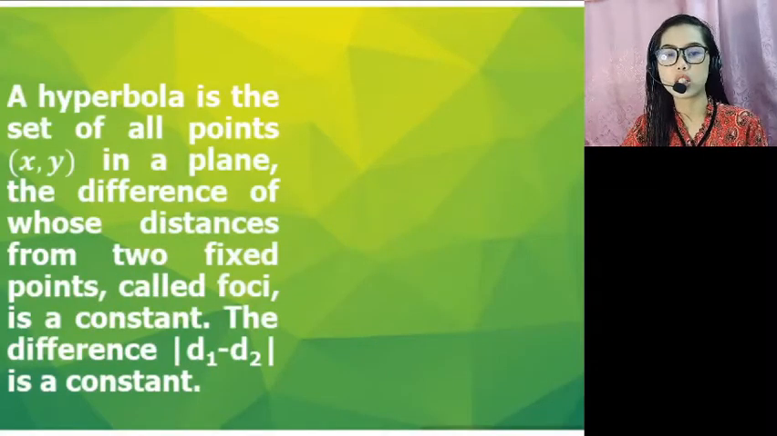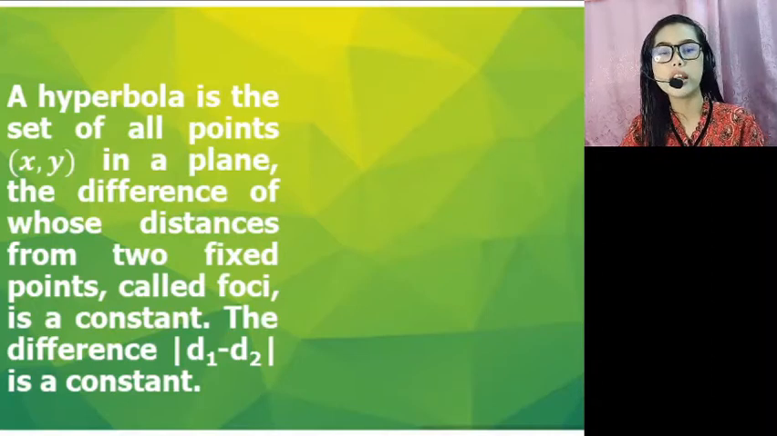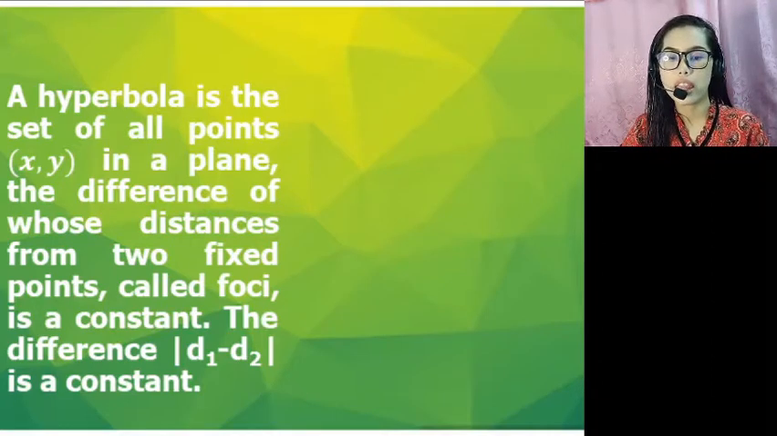A hyperbola is the set of all points x and y in a plane, wherein the difference of whose distances from two fixed points called foci is a constant. So the absolute value of distance 1 minus distance 2 is a constant.